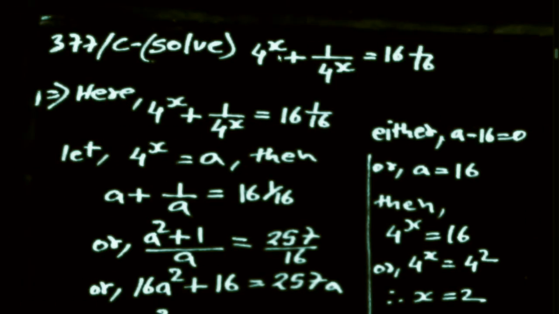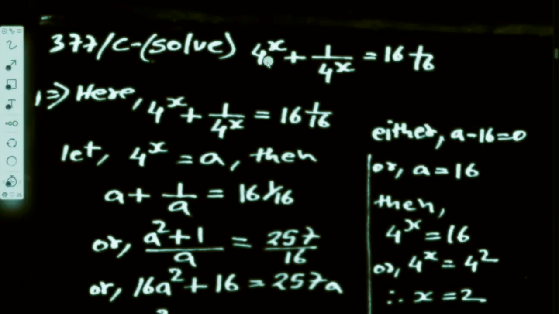Now our given equation is 4 power x plus 1 by 4 power x equals 16 and 1 by 16. After finding all this, we got the solution of this equation. We got the value of x by solving. So in this way we find the value of x and solve the given equation.